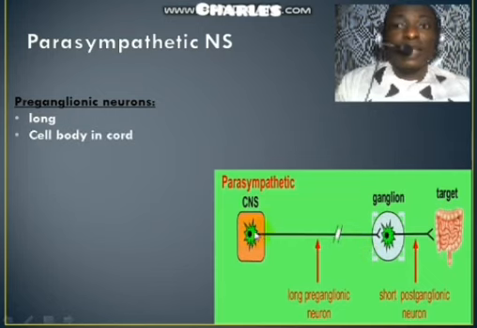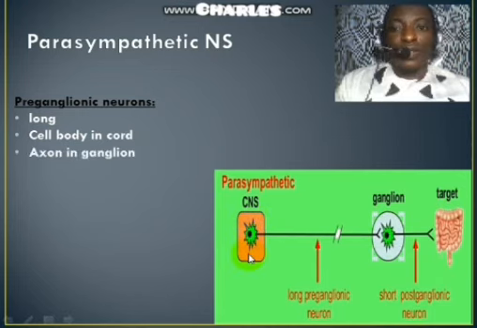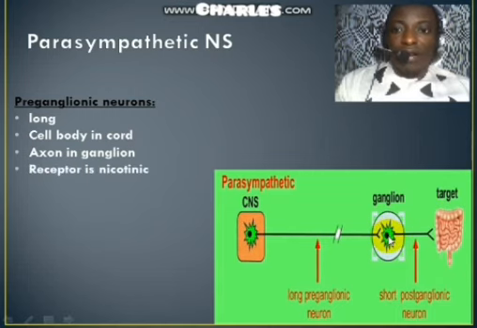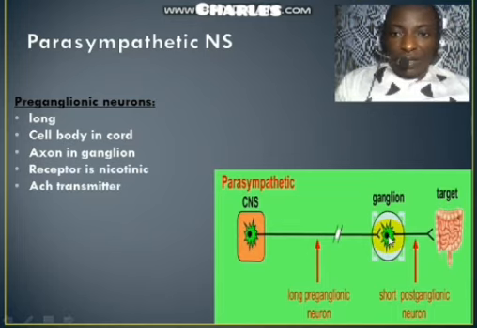The cell bodies of the preganglionic fiber of the parasympathetic nervous system lie in the spinal cord. Axons of this fiber actually terminate at the ganglia. The receptors for the preganglionic fiber of the parasympathetic nervous system is nicotinic. It uses acetylcholine as their neurotransmitter.